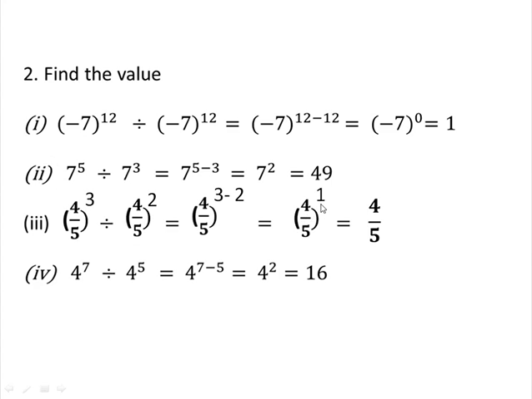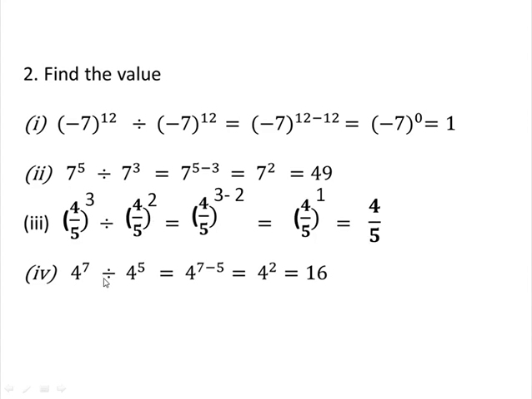Also we have seen if the index is 1, then it is not necessary to write the index. Then 4 upon 5 whole raised to 1 can be written simply as 4 upon 5. Hence answer of 4 upon 5 whole raised to 3 divided by 4 upon 5 whole raised to 2 is 4 upon 5.